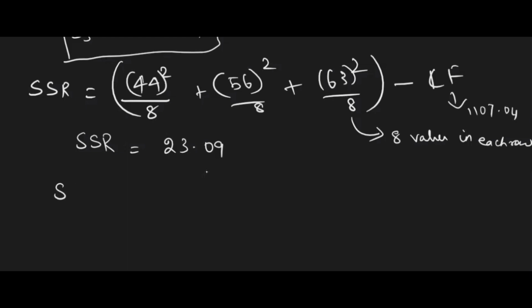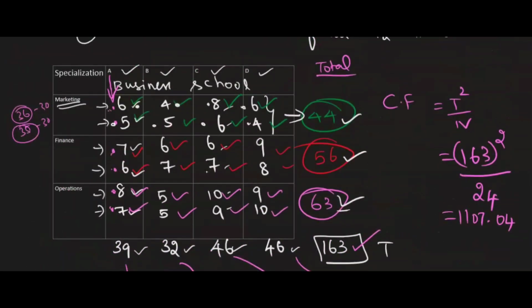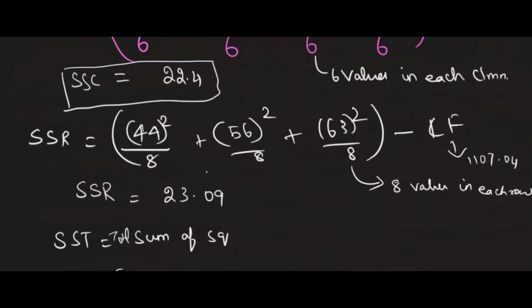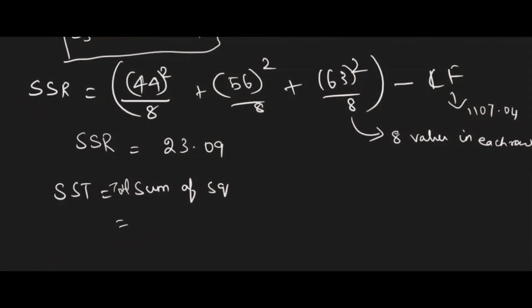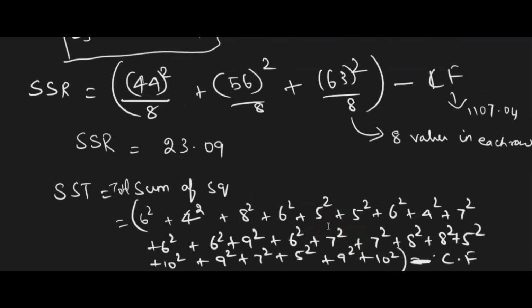And SST is total sum of squares. Correct? So what you will do? You will square each and every element in the table, and then you will subtract the correction factor. So what are the values? That is 6 square plus 4 square plus 8 square plus 6 square. You will write down all the values. Okay, let me write down the values. So I have written all the values.